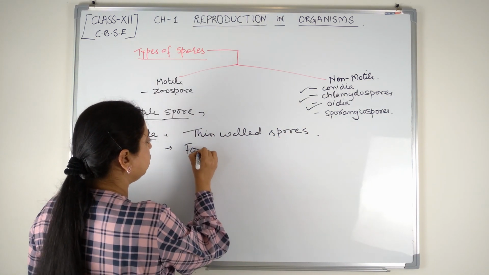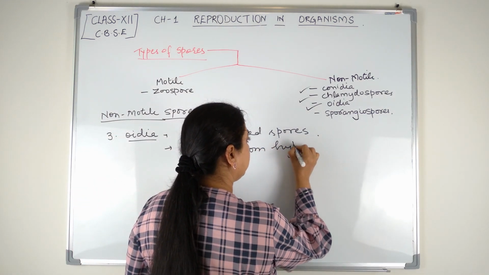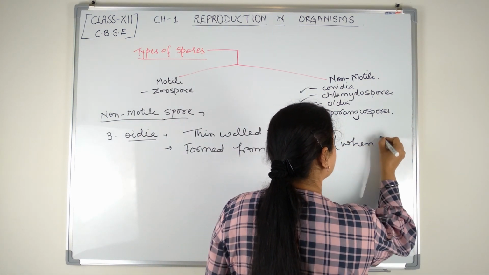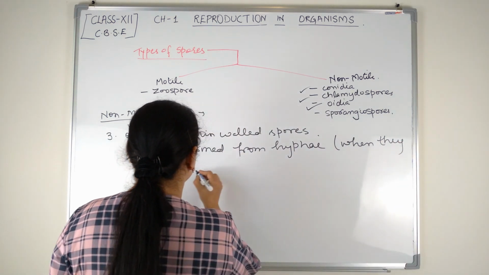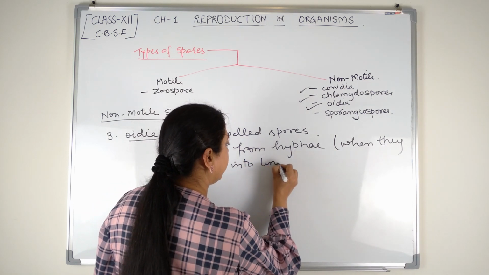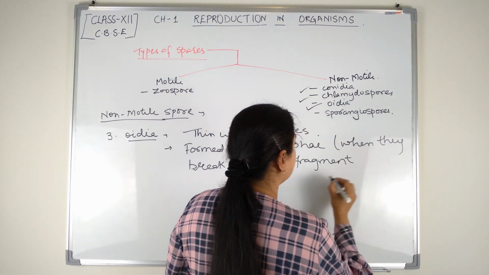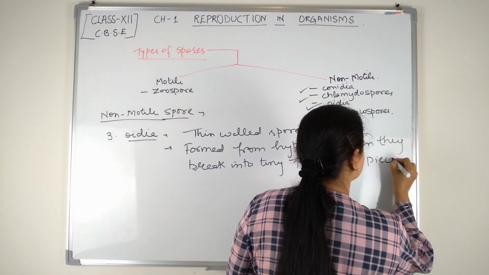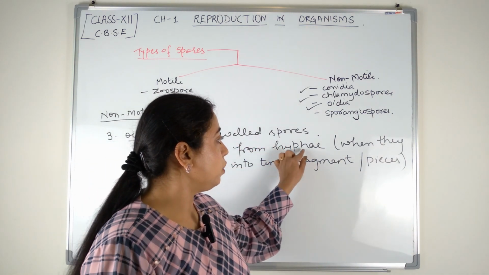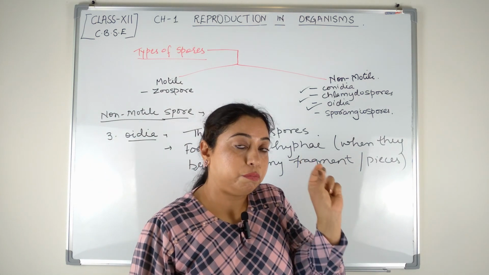These are formed from hyphae, right? When they break into tiny fragments or pieces. Okay, so they are formed from hyphae. Under what situation? When these hyphae break into tiny fragments or pieces.